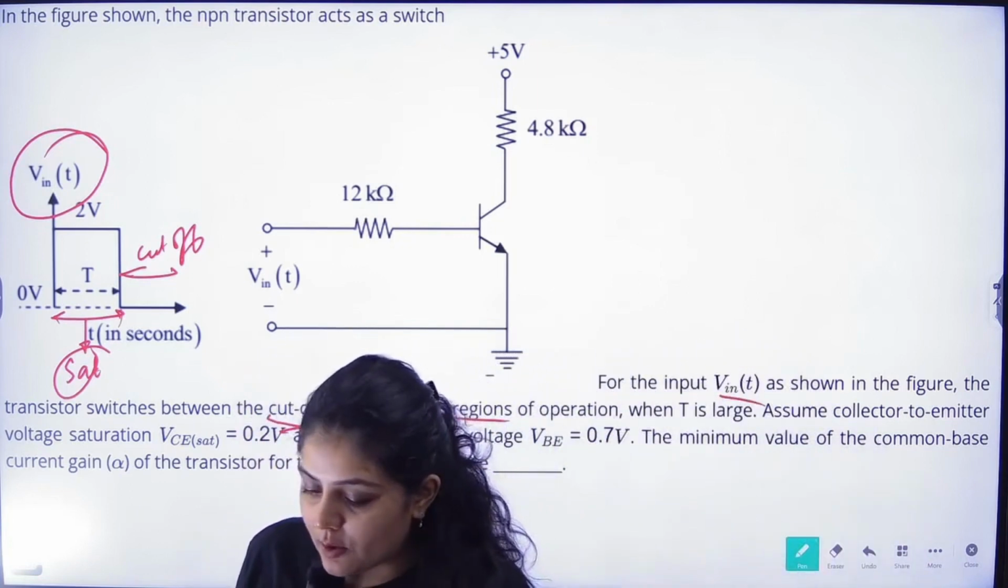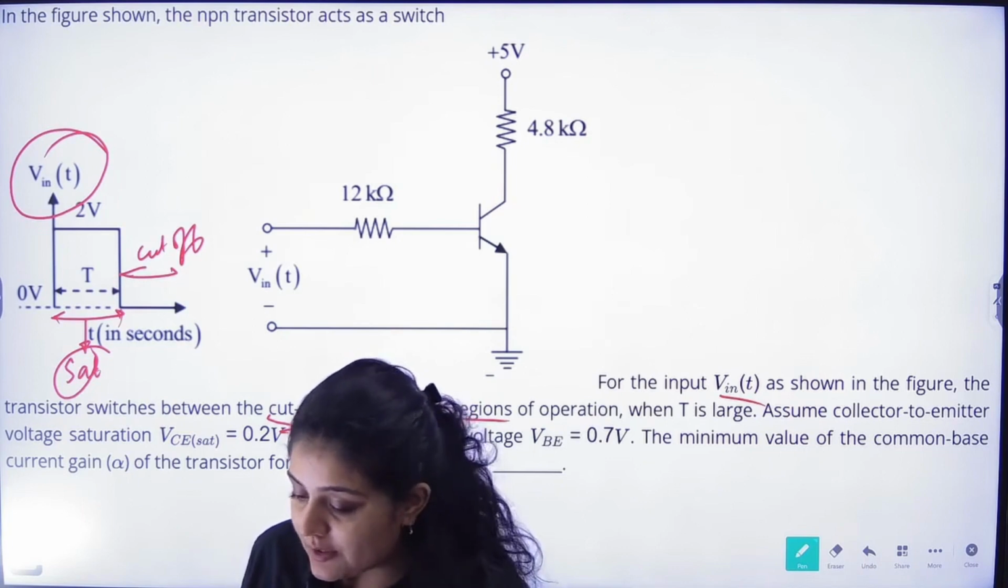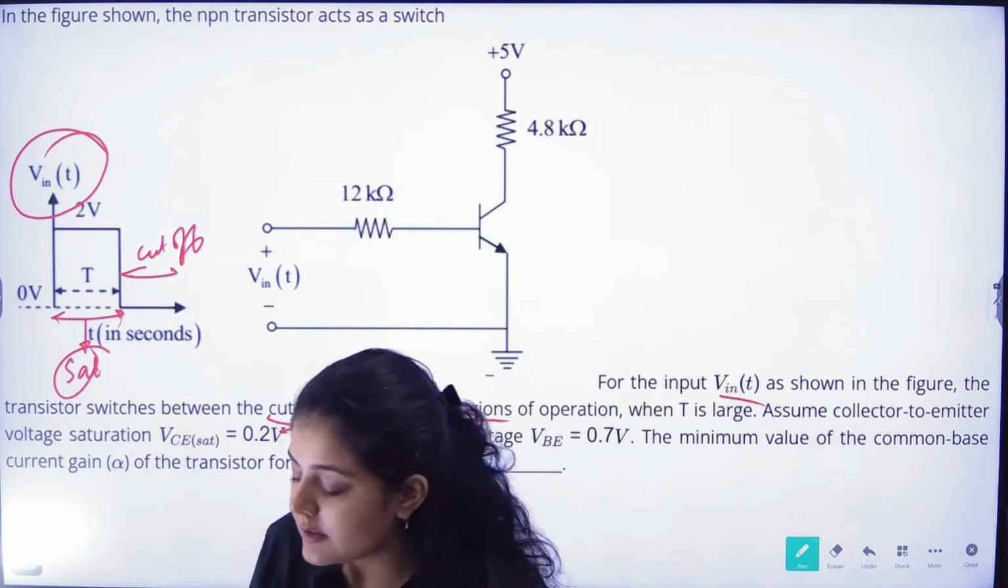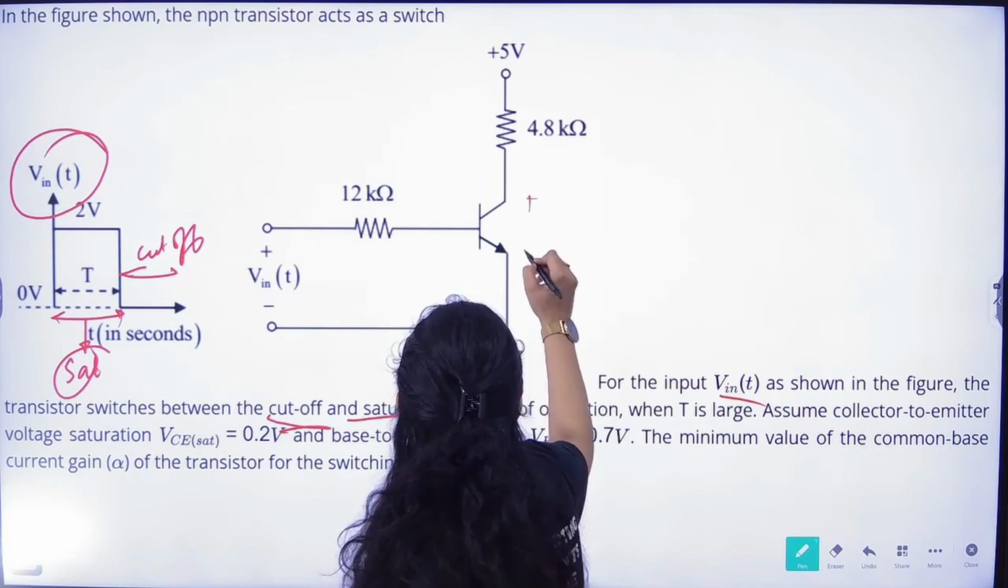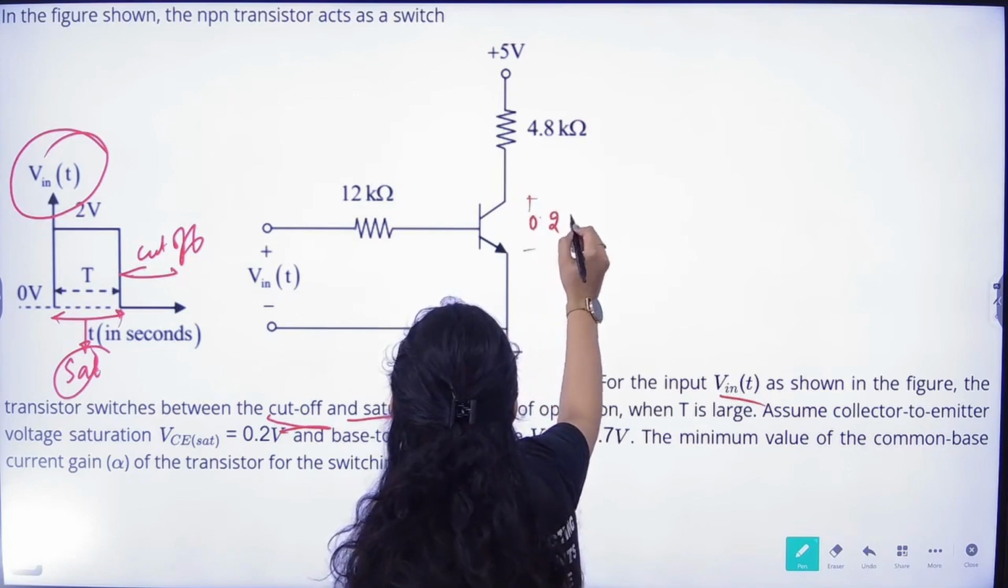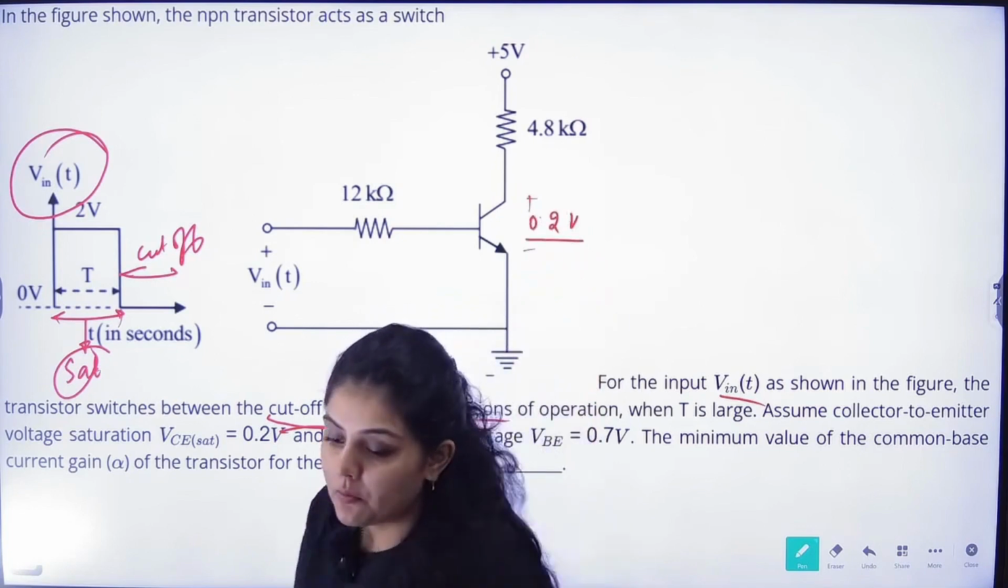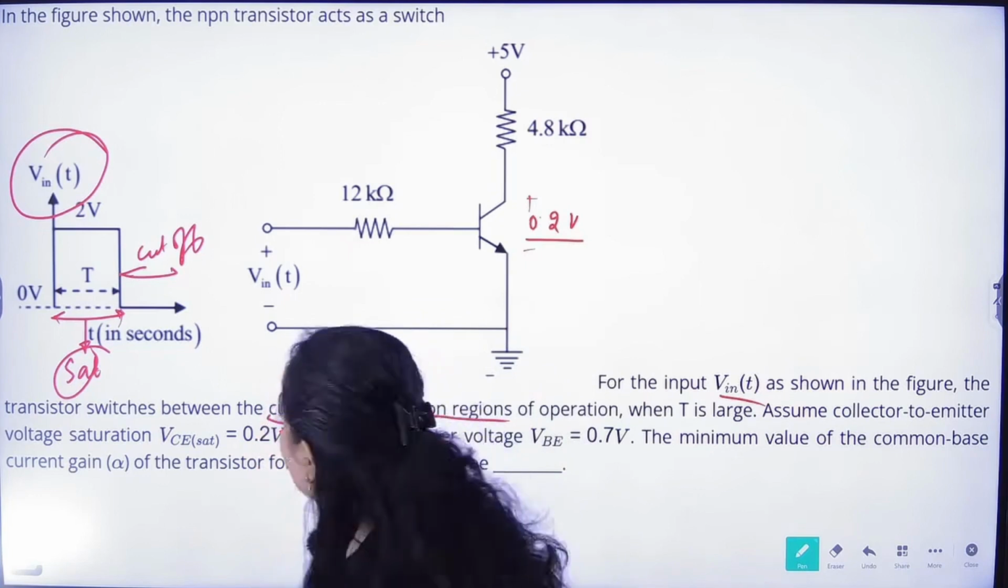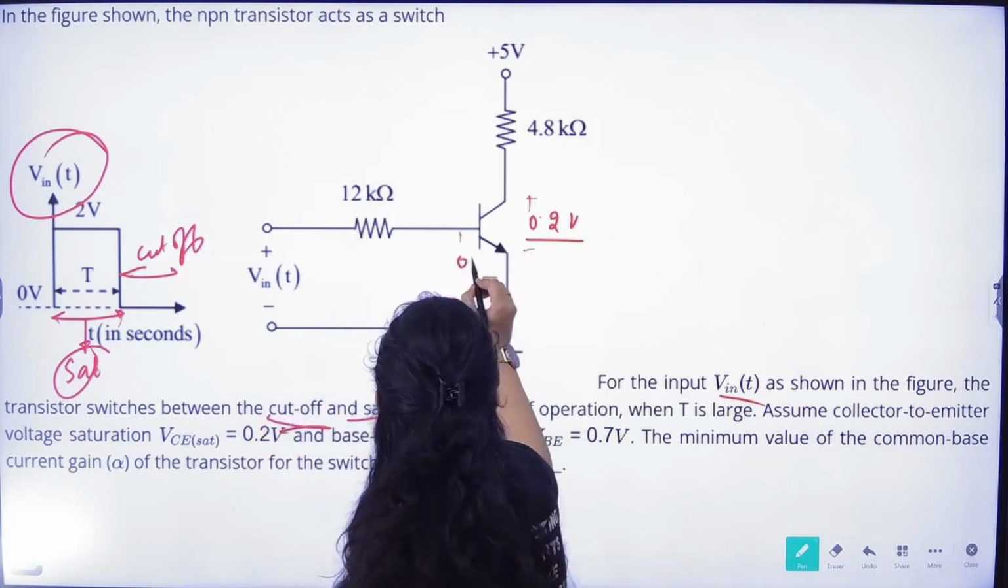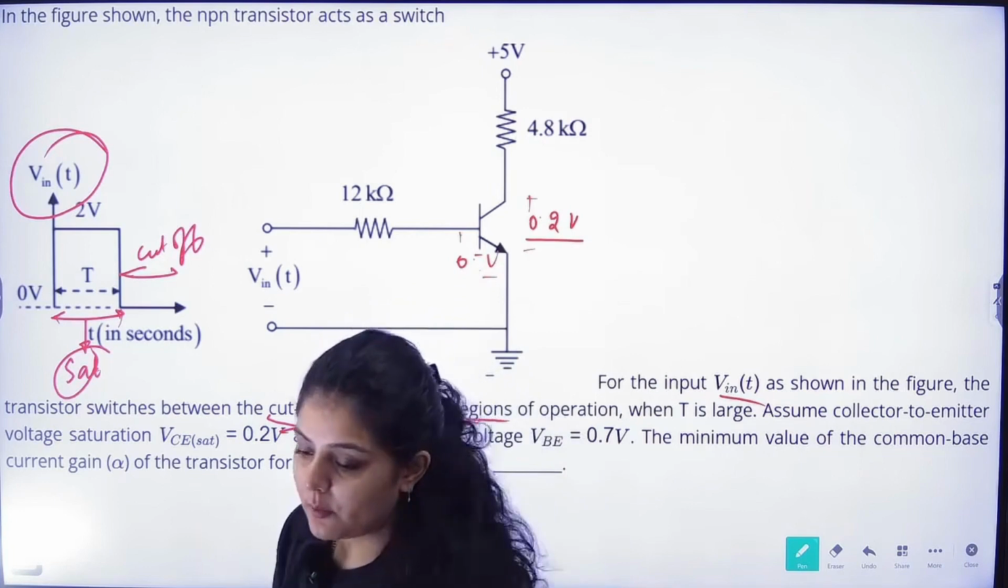assume that the collector to emitter voltage VCE saturation is equal to 0.2 volts. So this VCE is given as 0.2 volts, and the base to emitter voltage is also given as 0.7 volts.